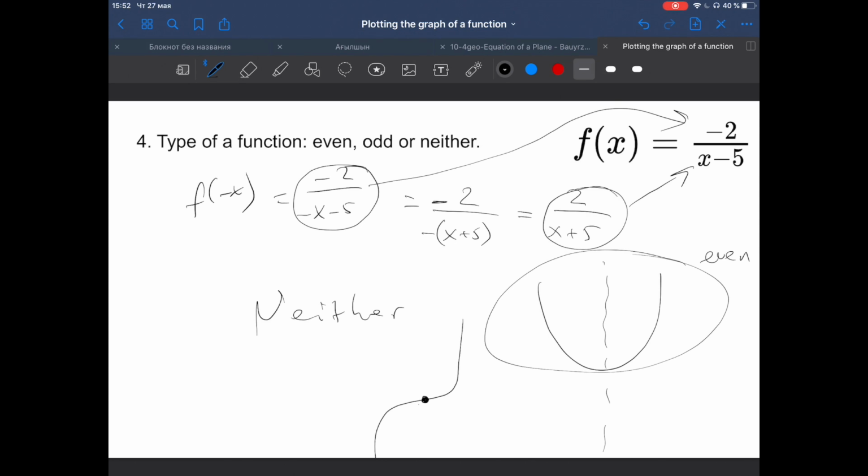We can say that this function is symmetric to the point. And with checking the type of a function, we can imagine that our function here, the graph of this function will not be symmetrical, okay?